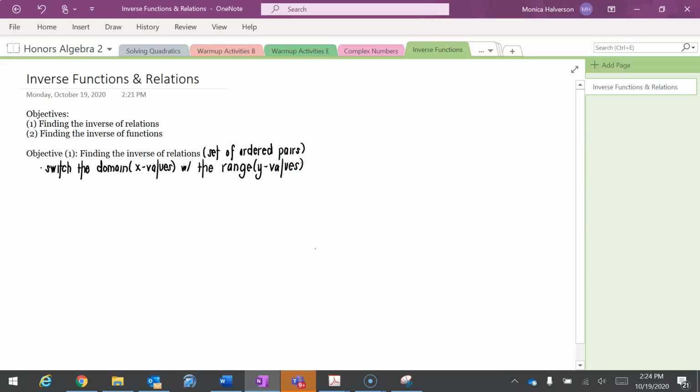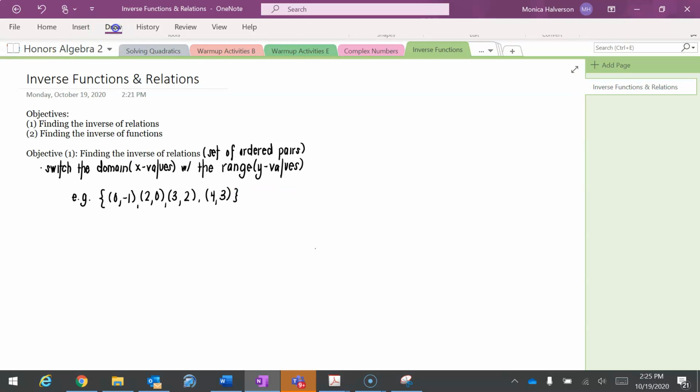Okay? So for example, let's say I gave you the set of ordered pairs (0, -1), (2, 0), (3, 2), and (4, 3). And I told you that this equaled s of x. So is this a function? Nope, I can't tell you that because this is a relation. So what would the inverse be?